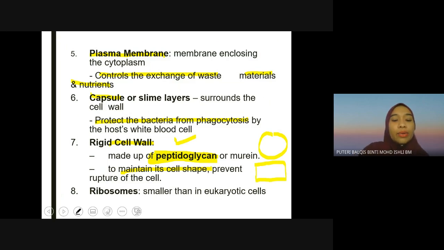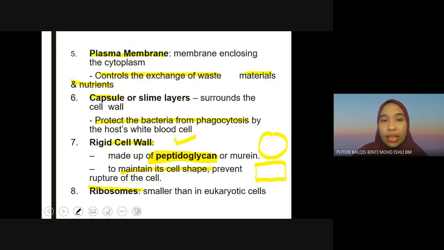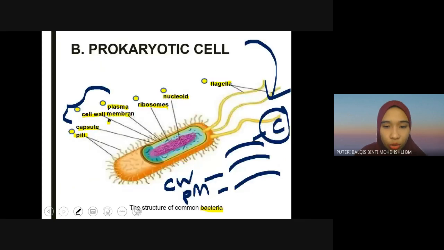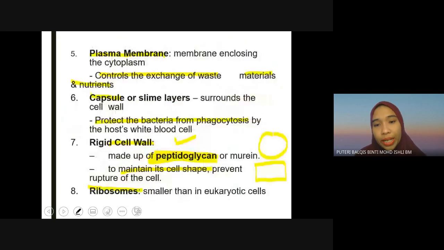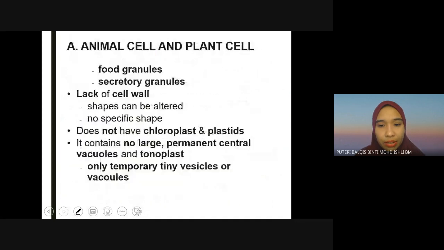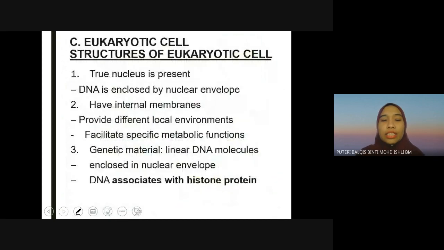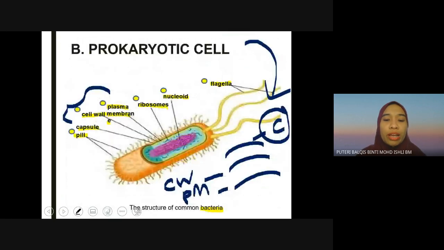Okay, and then we have the ribosomes. The plasmid is small circular DNA that carry accessory genes. Okay, dia tak tunjuk plasmid sini. So actually we have plasmid. Wait, if we can see. Oh no. Okay, we can't see. Actually, it's supposed to be plasmid. Okay, it's supposed to have plasmid.